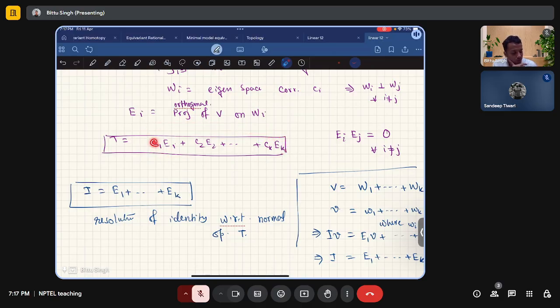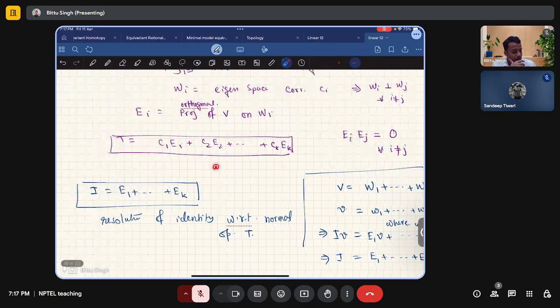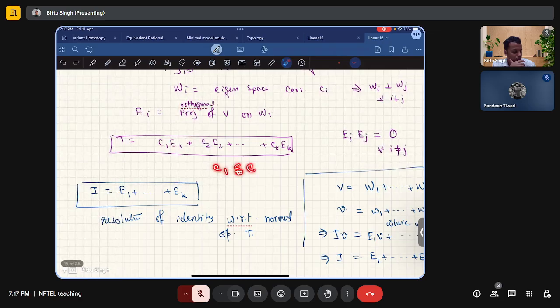If we assume C1 is strictly less than C2, that is, the C's are distinct and ordered, then this combination is actually unique. Okay, so we are trying to find those E1 up to EK.